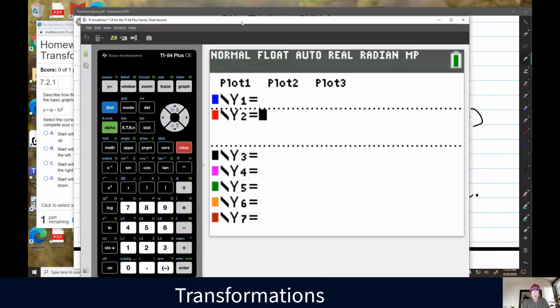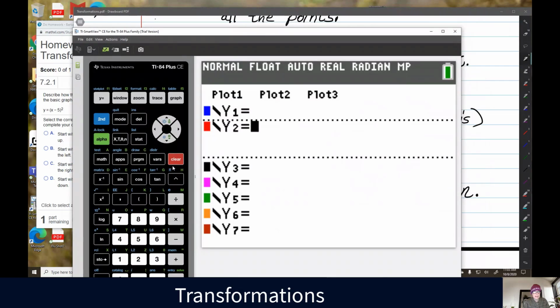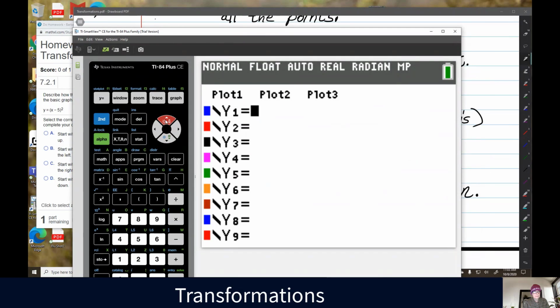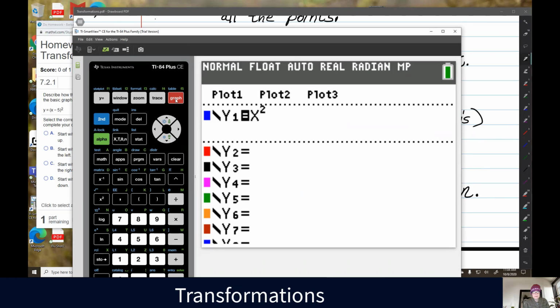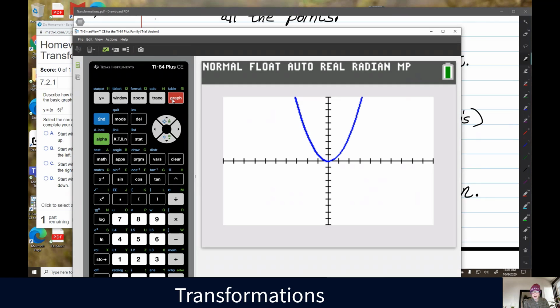Let's start off with x. Oh, yeah, let's start off with x squared. So x squared. Graph. Here you are. Now I'm going to turn the poor guy upside down. Oh, it's so mean of me.